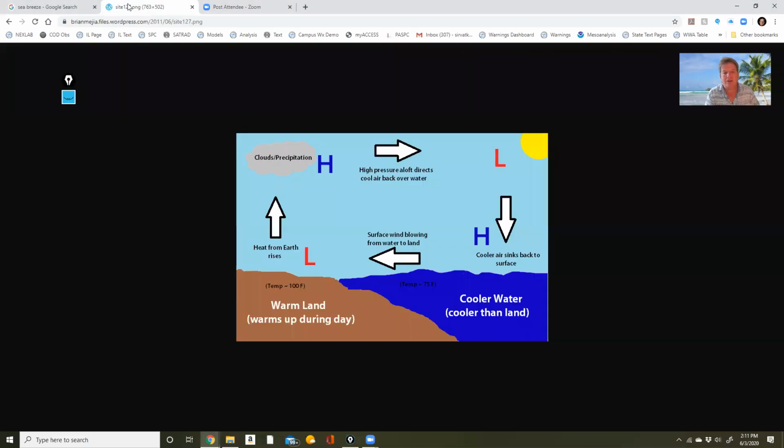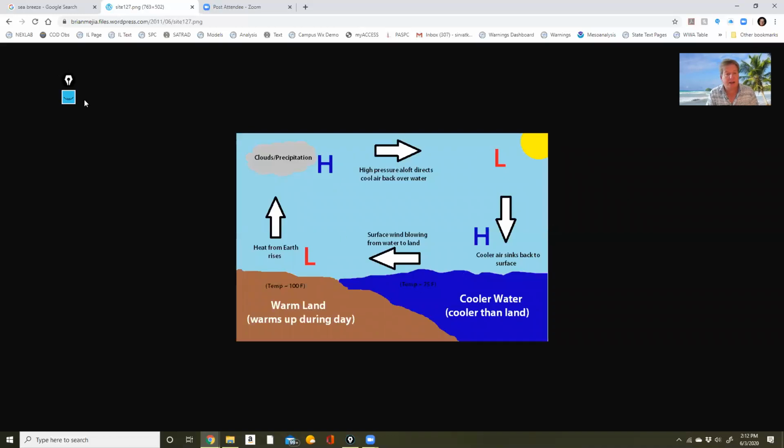So if I go over here, I've got a picture, and this is exactly what we're looking at. This is high pressure compared to low pressure. Cooler air sinks down, it blows from water to land, the air rises, it should say air rises, not heat. And then you get clouds and precipitation. So what comes with these things? Thunderstorms. If you look at my little picture here, this is clear sky, but there's definitely breezes, and it probably will have thunderstorms along the coastline. Then the air will come back across over the water and sink.